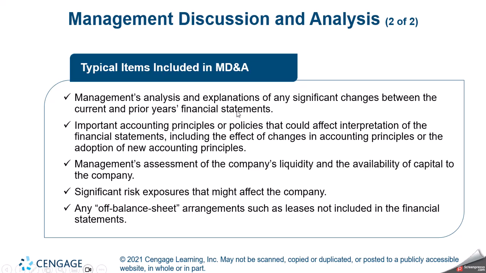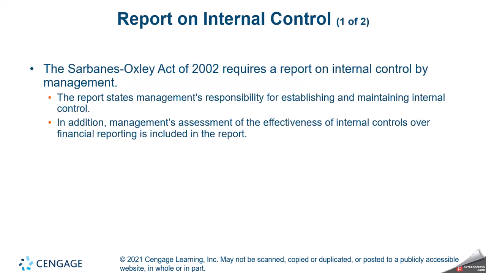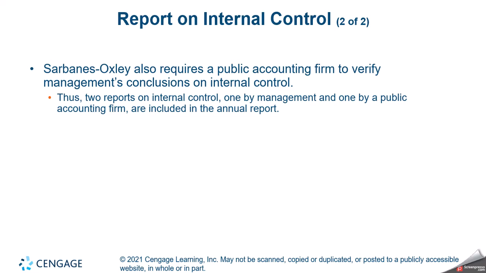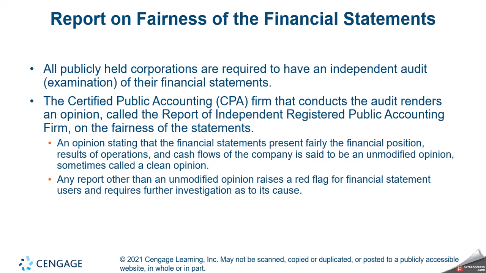They are going to explain any significant changes. They're going to discuss their accounting policies. They're going to discuss any risks that they're facing. If there's any off balance sheet things that you're not going to see as you look through those financial statements, all of those need to be discussed. We also have to discuss our internal controls. If you're a publicly traded company, those internal controls are going to be audited. So you want to understand that it's the management's responsibility to establish and maintain those, but then the auditors will double check them to make sure that they're being followed.